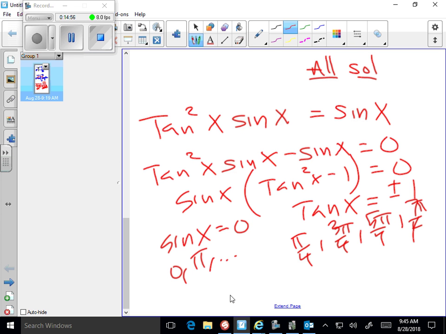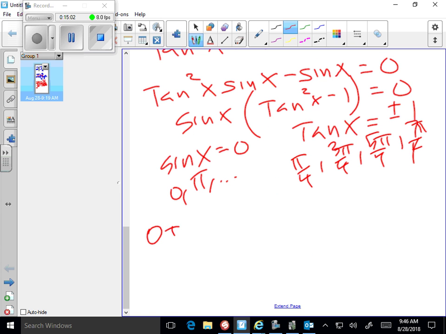How far apart are these solutions? Pi. So we could do 0 plus pi n. If I plug in a 1, that generates this. If I plug in a 2, that would get the next one. So this is just for the sine stuff. Now let's come over here. How far apart are these?